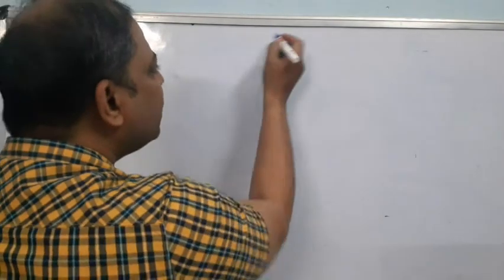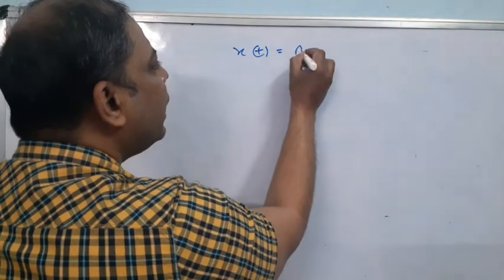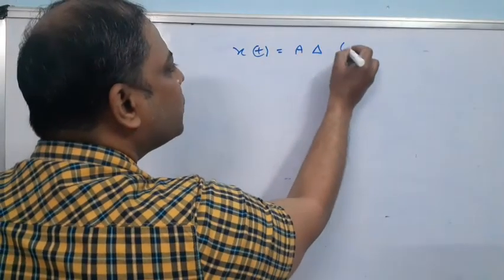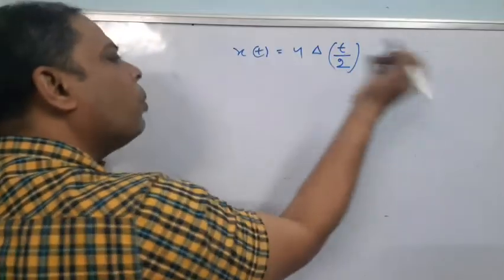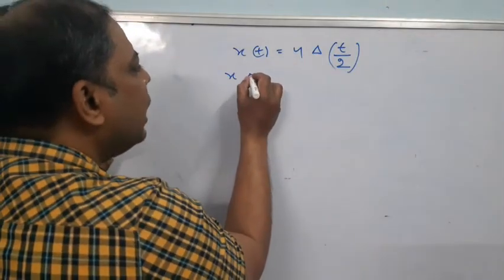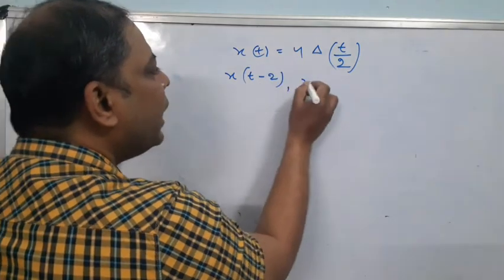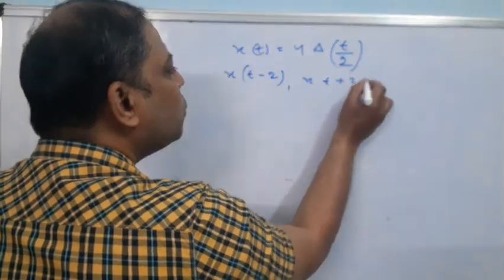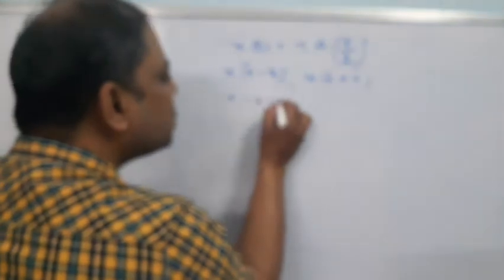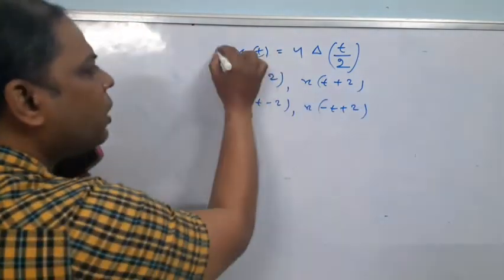Now suppose I am having this question, x of t is equal to a triangular, suppose t by 2. No problem. So here actually in place of a, suppose it is given 4. Whatever the question is, doesn't matter. Now suppose you have to sketch x of t minus 2, x of t plus 2, x of minus t minus 2, x of minus t plus 2. Very simple. So first plot this x of t.